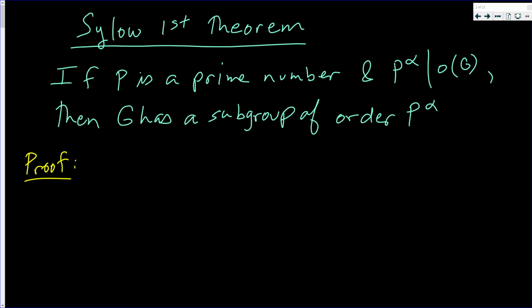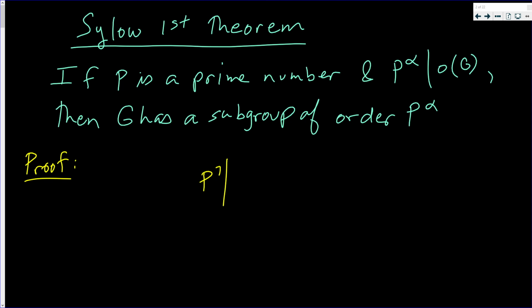In this video, we're going to prove Sylow's first theorem. It says that if p is a prime number and p to the alpha divides the order of G, a group, then G has a subgroup of order p to the alpha. Let's talk about exactly what that means.